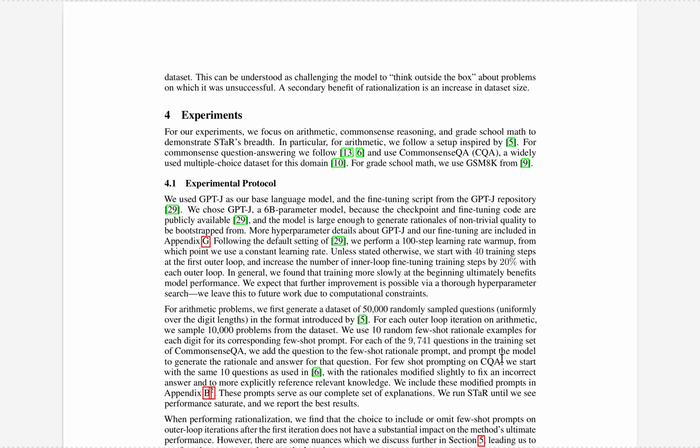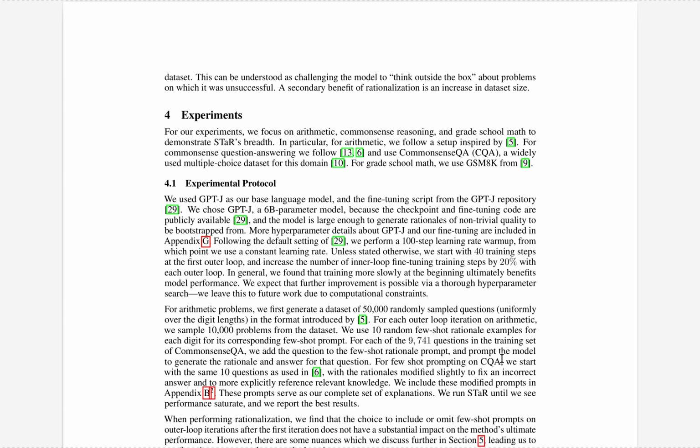4.1 Experimental protocol. We use GPT-J as our base language model, and the fine-tuning script from the GPT-J repository. We chose GPT-J, a 6B parameter model, because the checkpoint and fine-tuning code are publicly available, and the model is large enough to generate rationales of non-trivial quality to be bootstrapped from. More hyperparameter details about GPT-J and our fine-tuning are included in Appendix G.